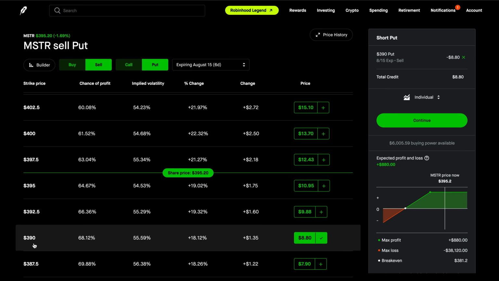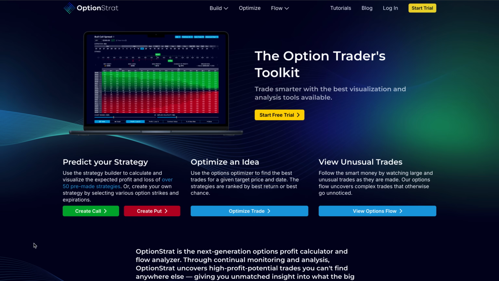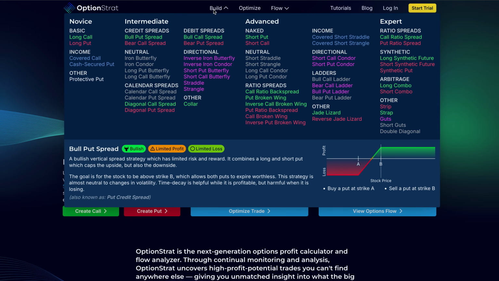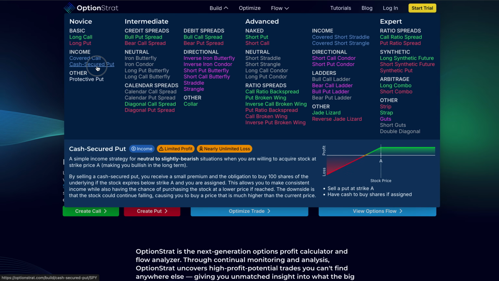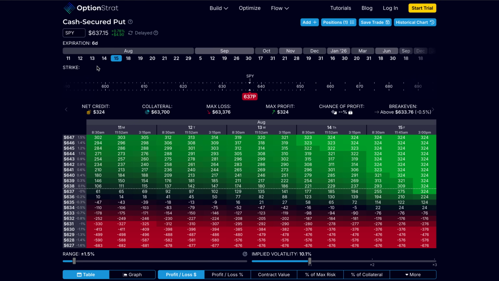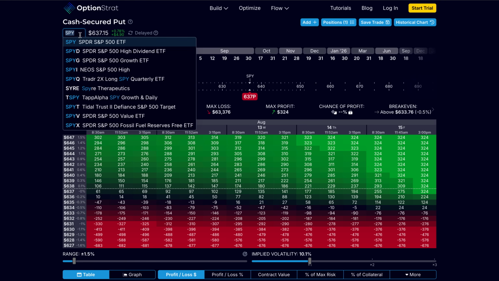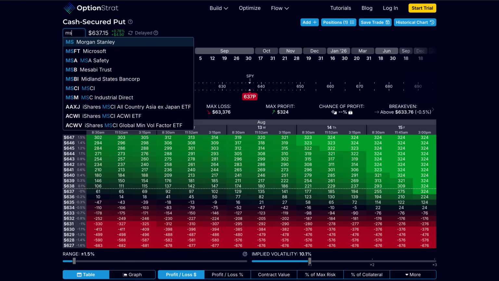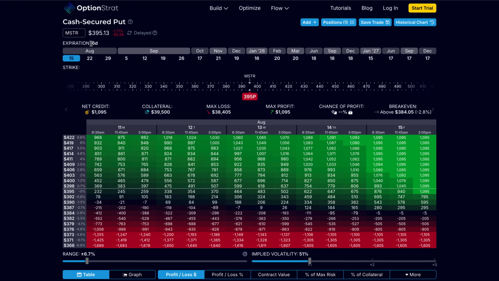So what I'm going to do is go over to OptionStrat now. I'll put a link to OptionStrat in the description below. This is an options visualization tool, so it allows us to visually see what might happen before we enter an options trade. So let's go to build, and under income, they do have a cash secured put option here. So let's go to the stock that we're using for today's video, MSTR, MicroStrategy.